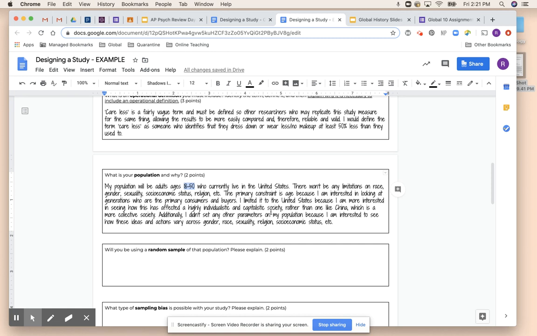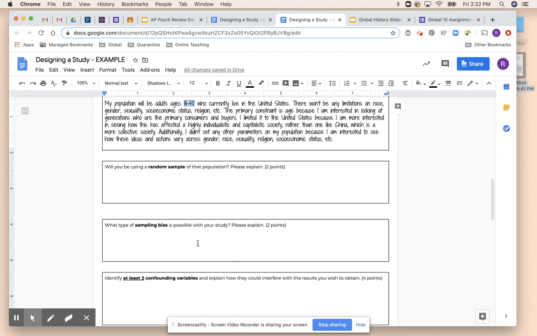Again, those are both terms too that have come up in later units. Additionally, I didn't want to set parameters on my population because I'm interested to see how these ideas and actions vary across gender, race, sexuality, socioeconomic status, things like that.